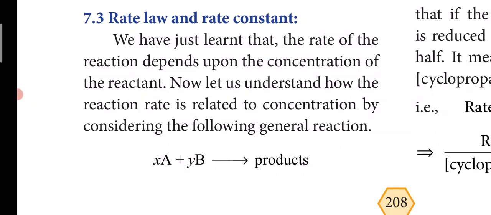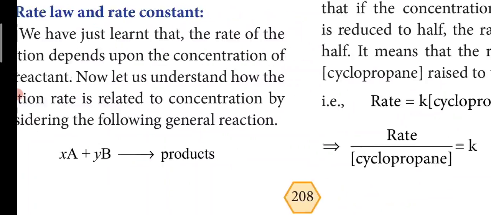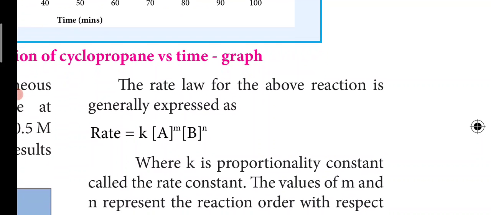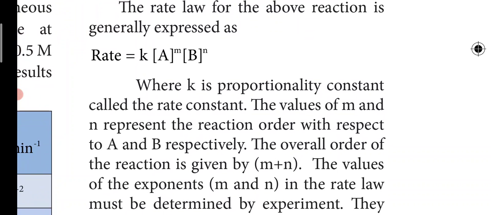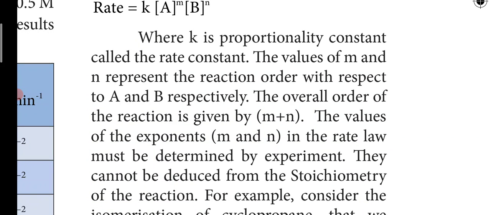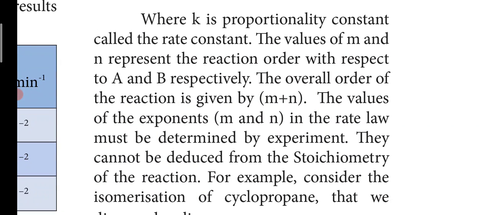So for a reaction, we are having A and B giving a product. So the rate law for the above reaction, we can write as: rate is equal to k, which will be the constant, the proportionality constant called rate constant. For A and B, the exponents m and n are given. The values of m and n represent the reaction order with respect to A and B respectively. The overall order is to be taken as m plus n.